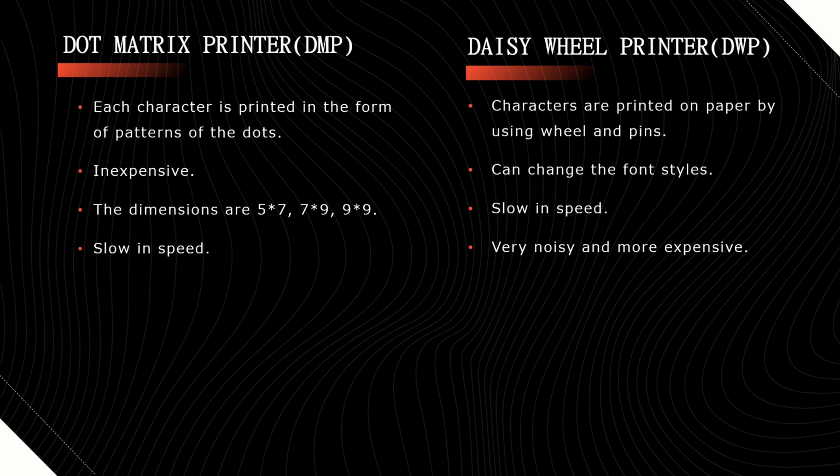Daisy wheel printer. In this, characters are printed on paper by using a wheel and pins. The pin arrangement looks like the petals of a daisy flower. That's why these are called daisy wheel printers. These work better than the dot matrix printer. These have better quality, and we can also change the font styles of the characters. These are very slow in speed, produce a lot of noise, and are more expensive.